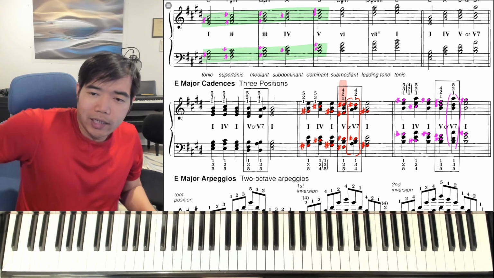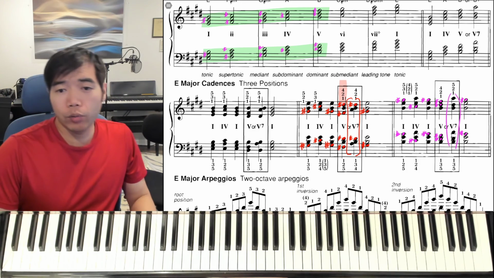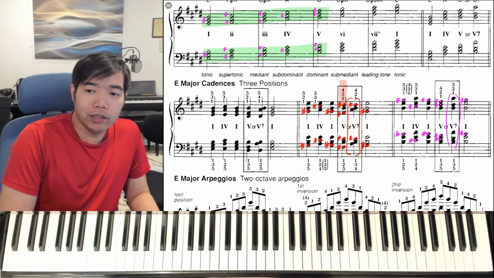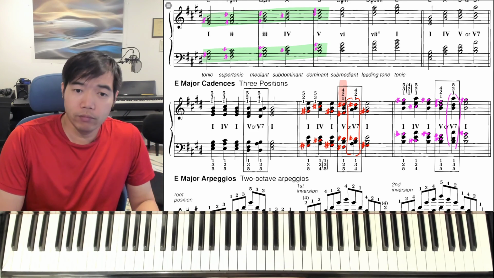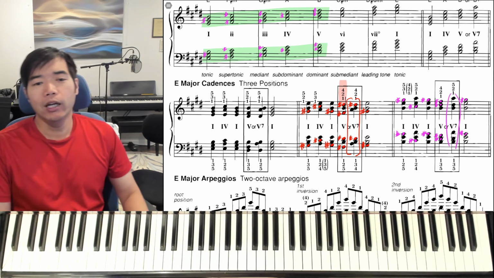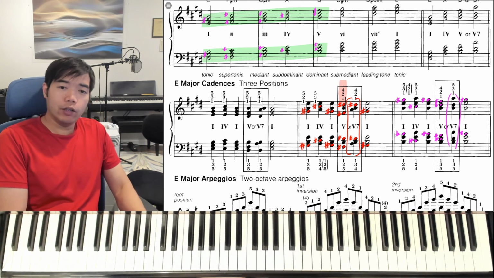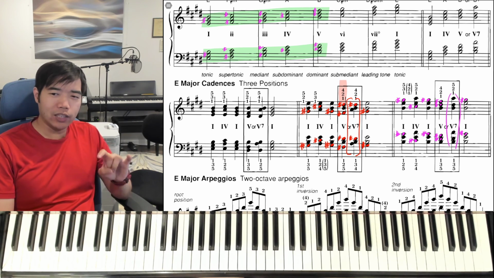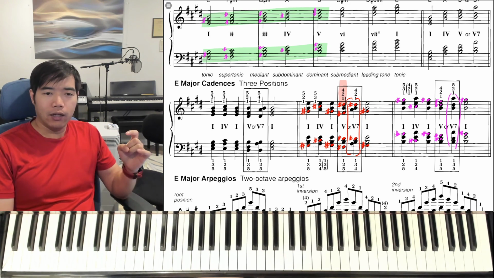You can also save time. Maybe one day, Monday, for example, you do all your cadences in root position. Tuesday, you'll do them in first inversion. Wednesday, you'll do them in second inversion. Okay, so there's many ways you can break it up based on the kind of time you have to allocate to practice. But the most important thing is that you're doing it consistently over time until it is completely automatic.